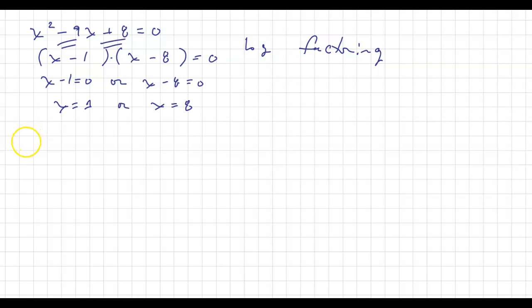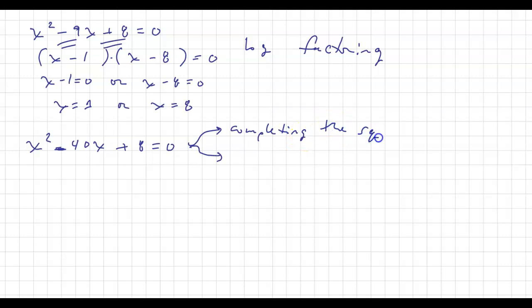Some quadratic equations can't be factored. There are no two numbers whose product is positive 8, or two simple numbers whose product is 8 and whose sum is negative 40. When this happens, there are two main ways of answering it. One is called completing the square, and the other is called the quadratic formula. And I'm going to get back to this question in a minute, but I'm going to show you about these two methods using some other examples first.